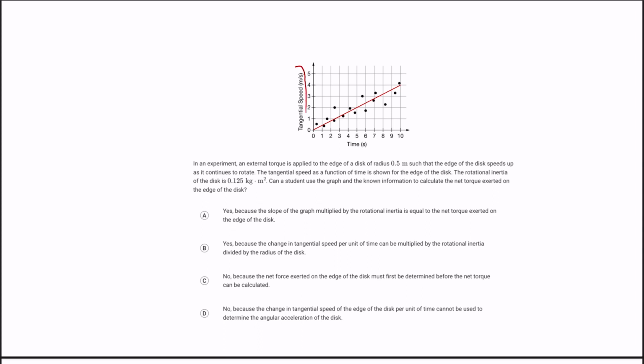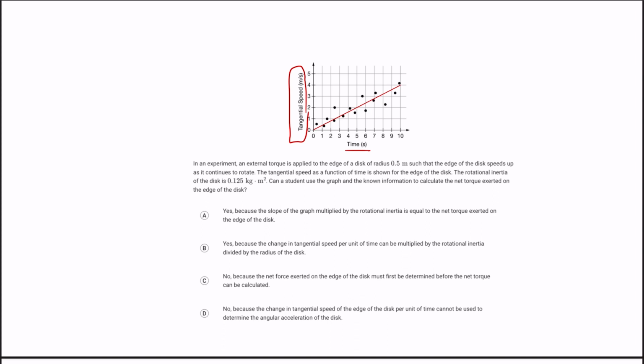But this graph is actually tangential speed with respect to time. So don't let that confuse you. This is not angular velocity. This is tangential speed. So we're probably going to have to use the relationship between a rotational quantity and a linear quantity. Let's just continue reading the question.